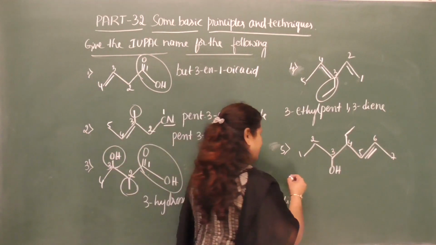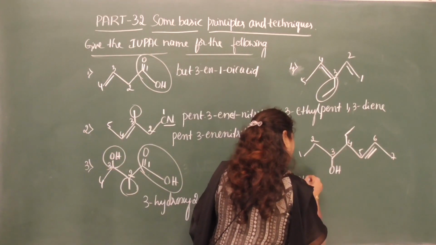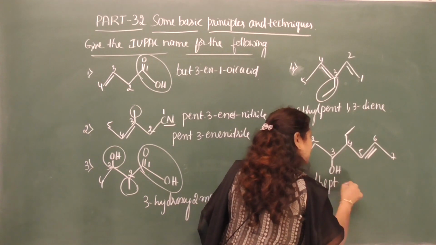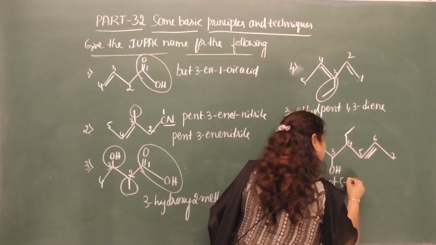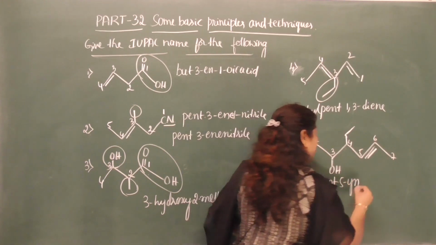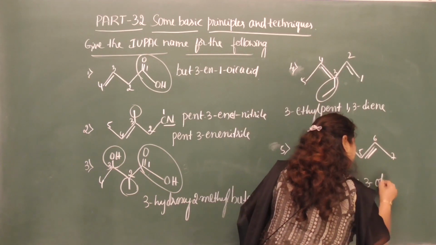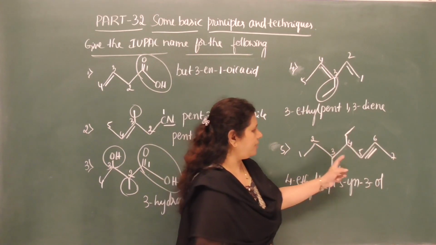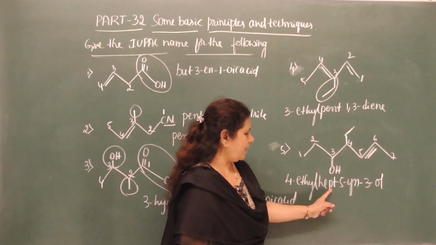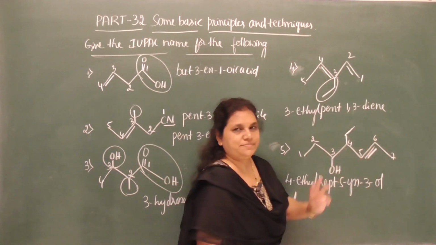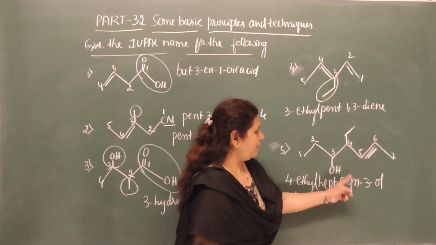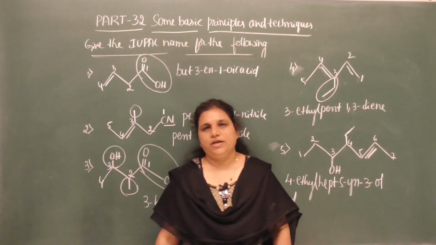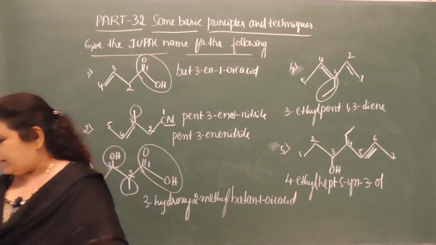4-ethyl. At the fourth carbon we have an ethyl group. 4-ethyl. Then hept is the root word, and 5-yne, 3-ol. See here, 4-ethyl hept, 7 carbon atoms, hept, 5-yne, triple bond is there, 5-yne, 3-ol. 4-ethylhept-5-yn-3-ol is the IUPAC name. Clear? So this is about the bond line formula.